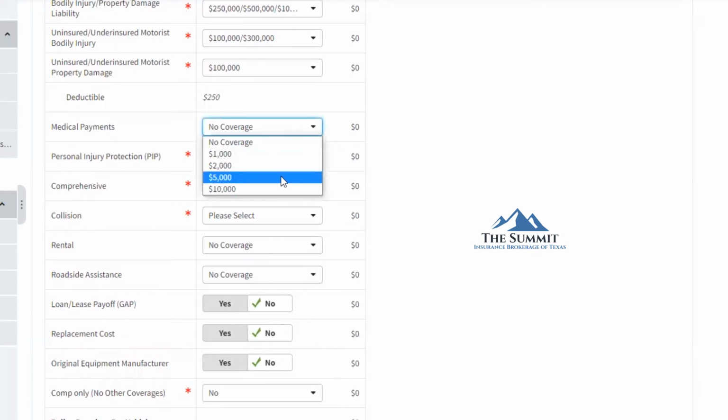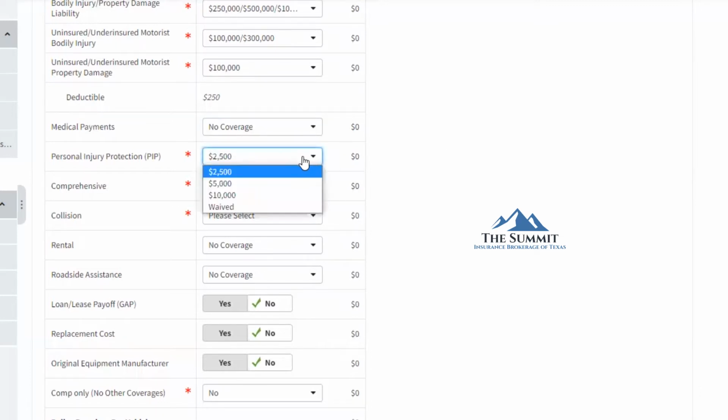So in most cases, you can get up to 10,000. Some carriers in Texas will cap it at 5,000. So it just depends on the carrier that you're working with, and just make sure to have the conversation with your agent to see what the max level is here. The most common thing that you'll see on the declaration page is PIP at 2,500. That's usually the minimum. Usually the difference between medical payments and PIP is probably double the cost.